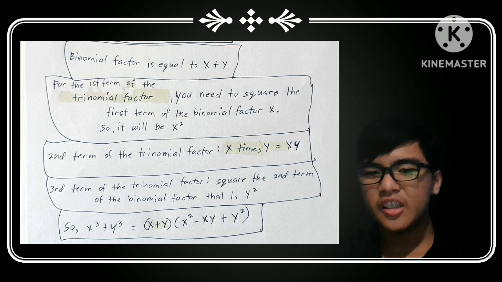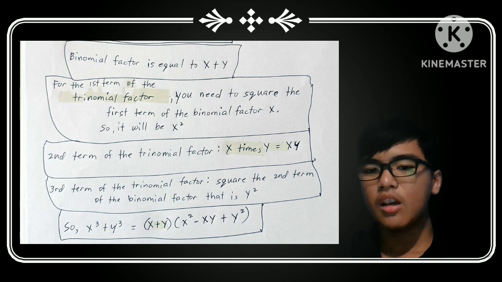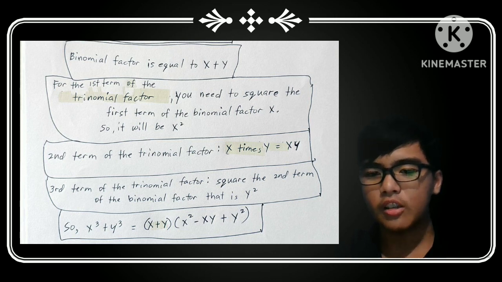And then since this one is addition, we'll put the opposite sign, which is subtraction. For the third term of the trinomial factor, you square the second term of the binomial factor. That is y squared. So that's it. X cubed plus y cubed equals x plus y multiplied by x squared minus xy plus y squared.